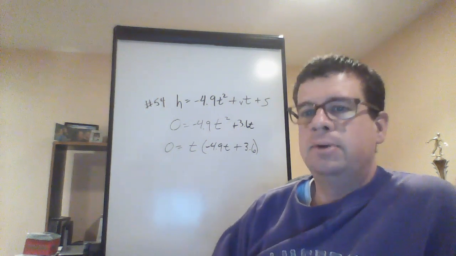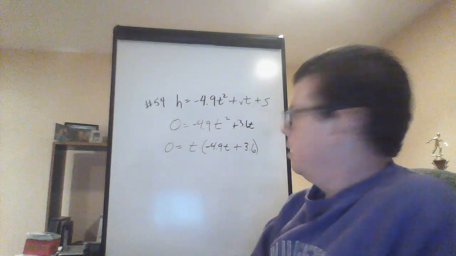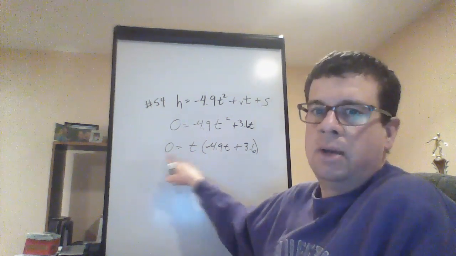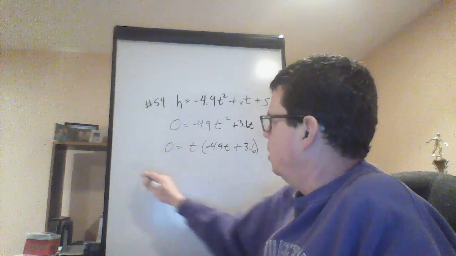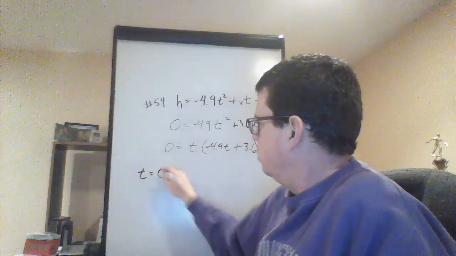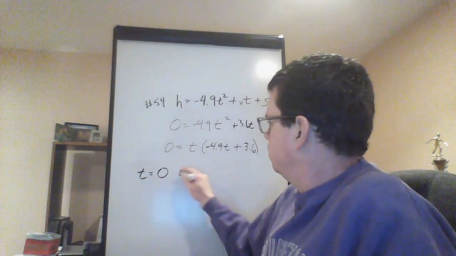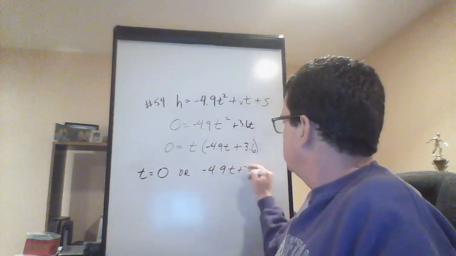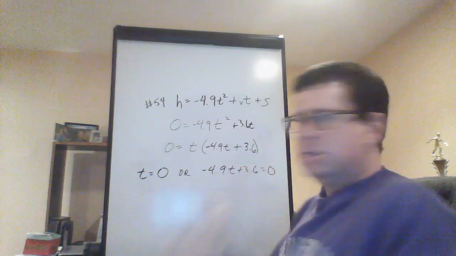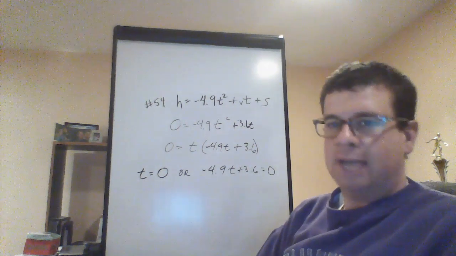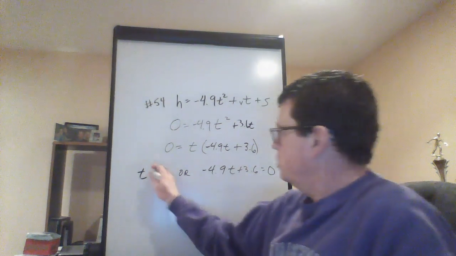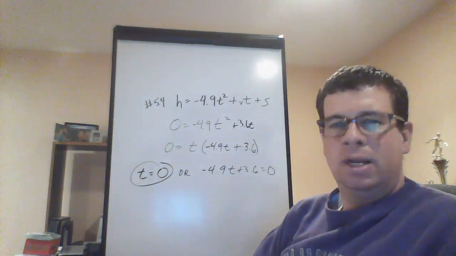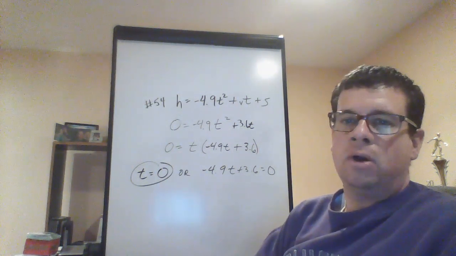So now I'm ready to use the zero product property. Zero product property says if we multiply two things and get 0, then one of those two things has to be 0. So this says either t is 0 or negative 4.9t plus 3.6 is 0. One of those two equations has to be true. This one is already solved for us, and that one makes sense because we're answering when this soccer ball is going to be on the ground.